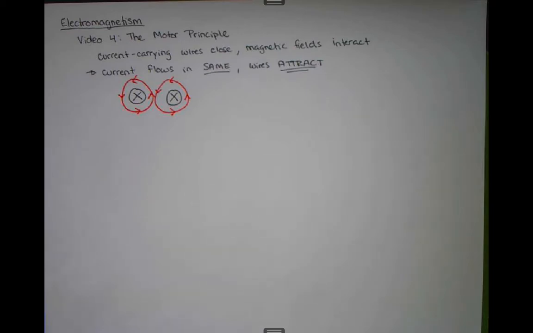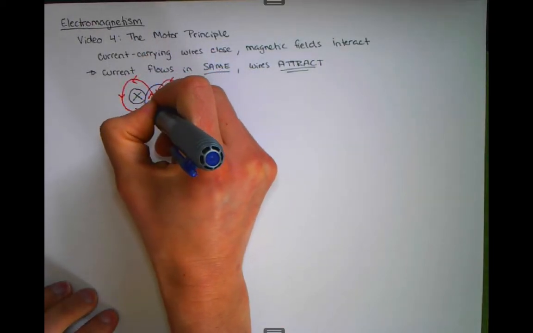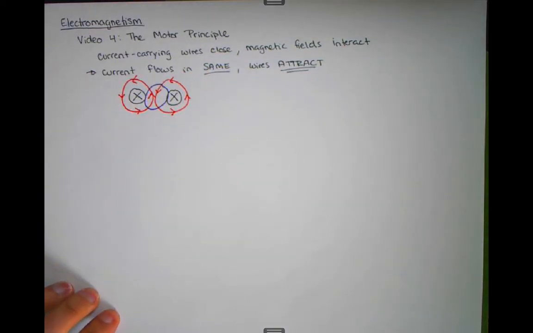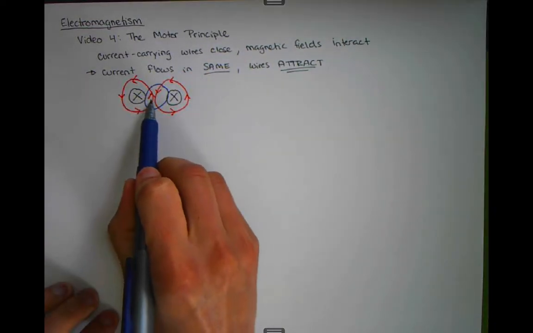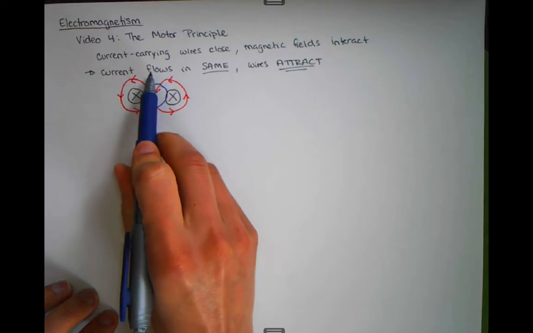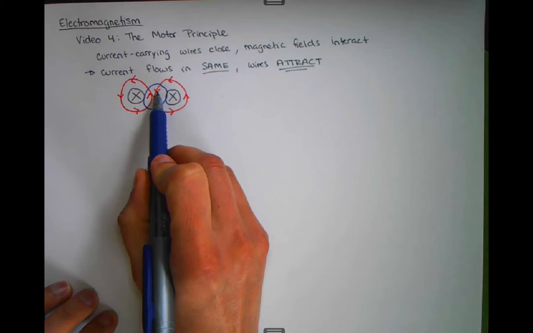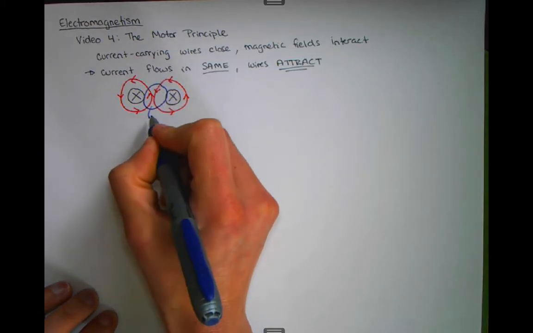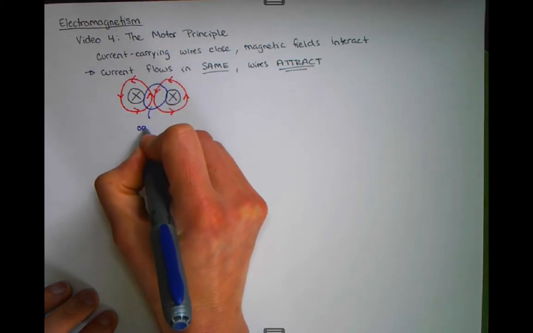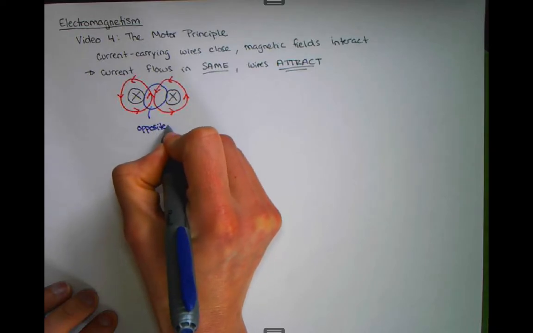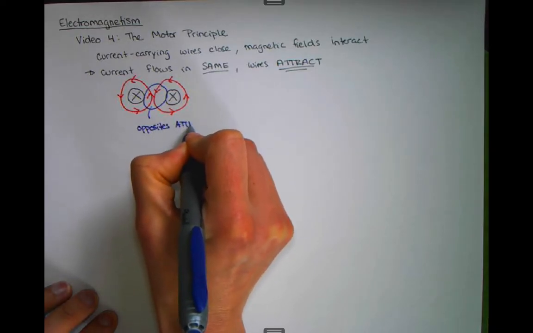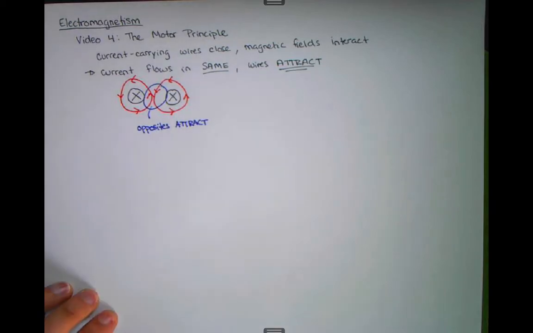Now, to determine how they will interact, we want to look at what happens between the wires, so in this area. The wire on the left has a magnetic field that's going in the upward direction at this point. The wire on the right has a magnetic field that's going in the downward direction. Since these are opposite, we know that opposites attract. So those two wires will come together.